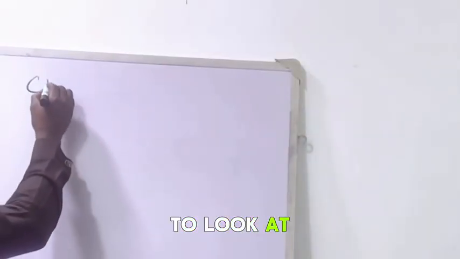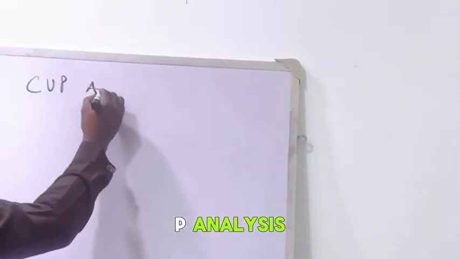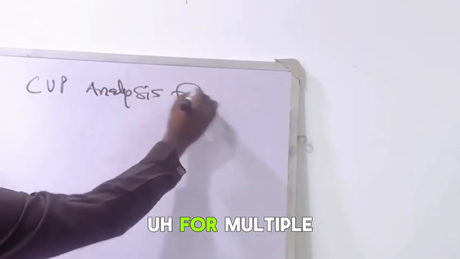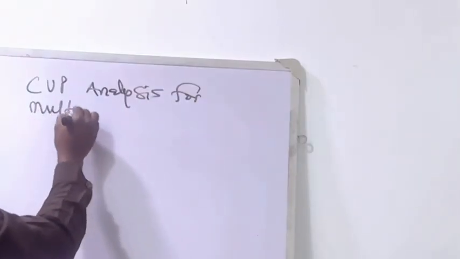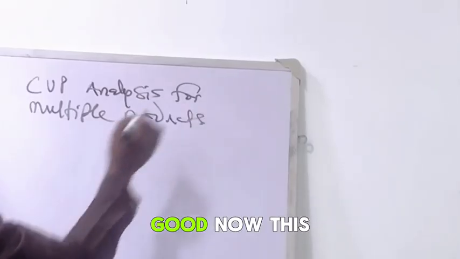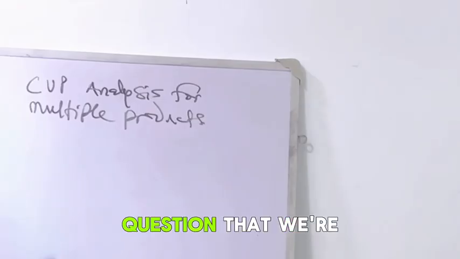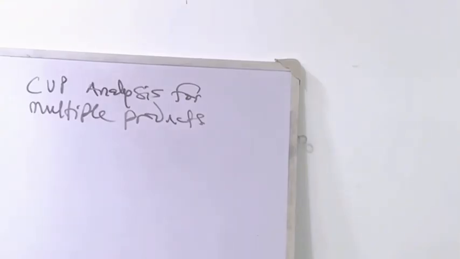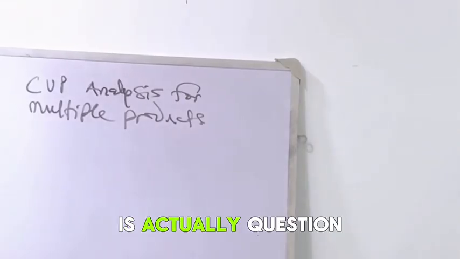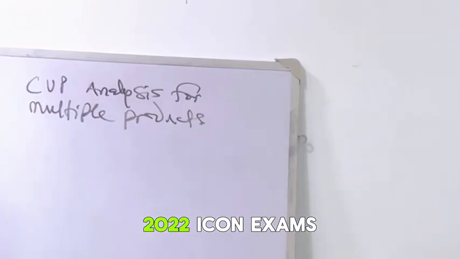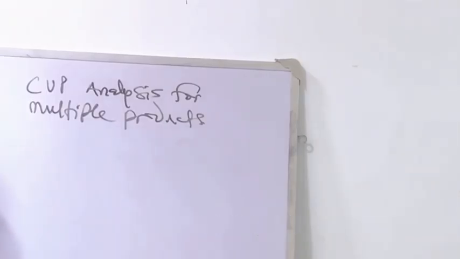So we're going to look at the CVP analysis for multiple products. Okay, good. Now, this question that we're going to look at is actually question 5 of the 2022 ICAN exams for the skill level. So the question is simple.